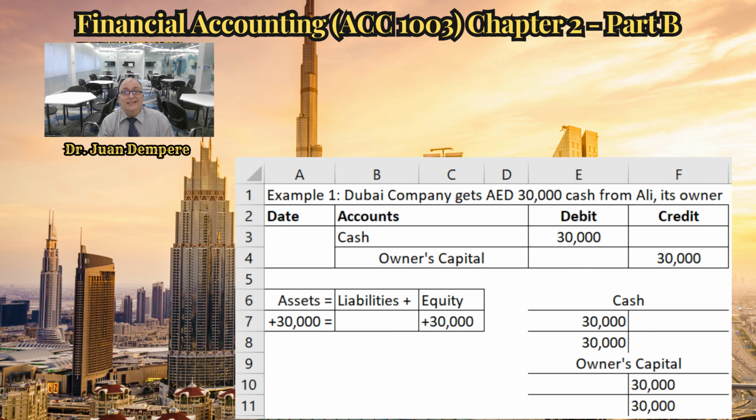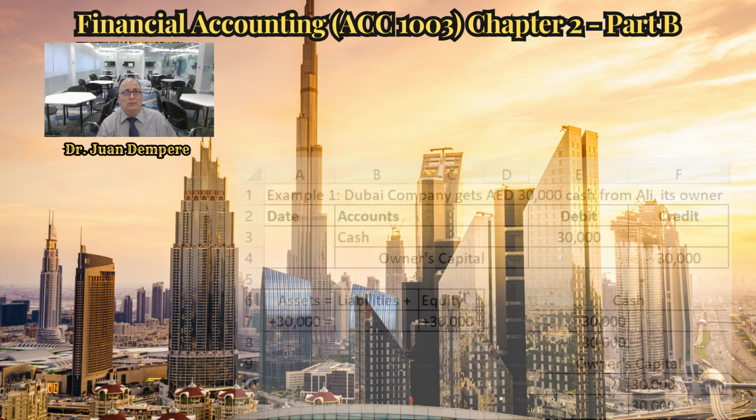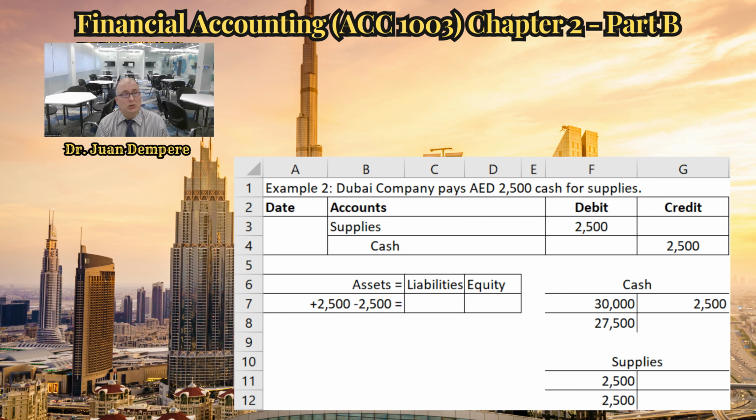Example 1. Dubai company gets 30,000 UAE dirhams cash from Ali. We debit cash for 30,000 and credit Ali's capital for the same. Journal entry. Cash on the debit column for 30,000 and owner's capital on the credit column for 30,000. Example 2. Dubai company pays 2,500 UAE dirhams cash for supplies, and cash on the credit side.